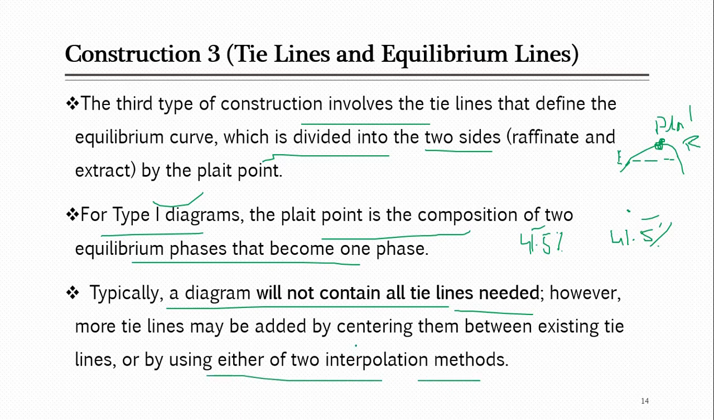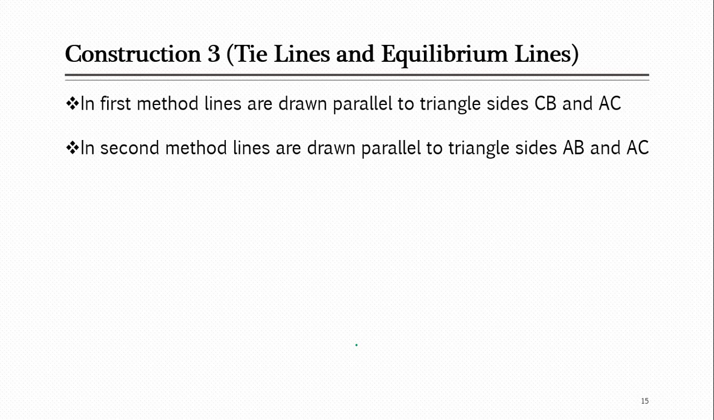As we have discussed while we were studying one stage systems, how you can interpolate, but here there are some more sophisticated methods for interpolation of these tie lines. There are two methods in which you have to draw some parallel lines, and CB and AC are the sides of the triangle. In the first method you have to draw parallel lines, and those lines are parallel to CB and AC.